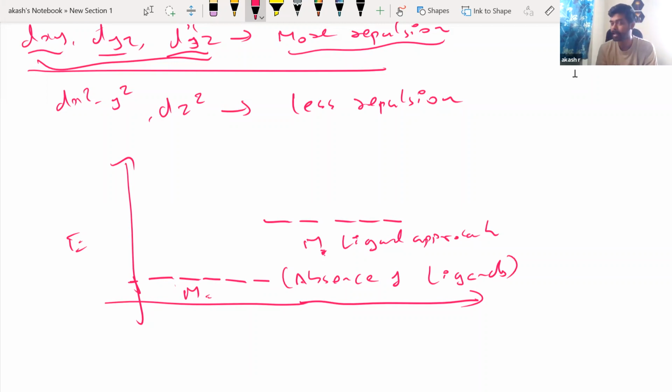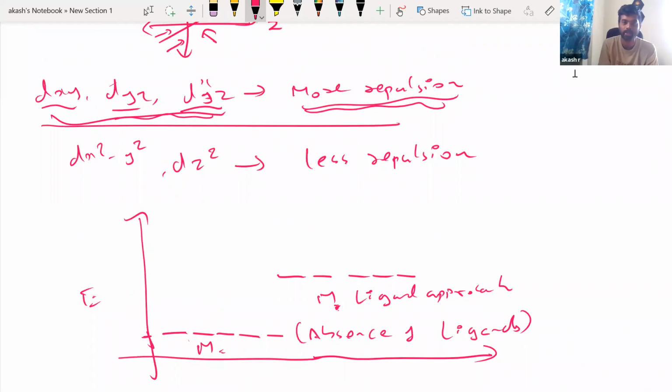Now, when the ligands have completely approached, when they are in their own positions in the tetrahedral shape, the degeneracy is going to get lost, and we know which is going to have higher energy and which is going to have lesser energy. We have already understood that your dxy, dyz, and dzx set is nothing but your T2g set, and this set is your eg set.